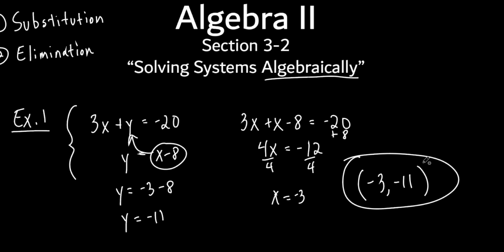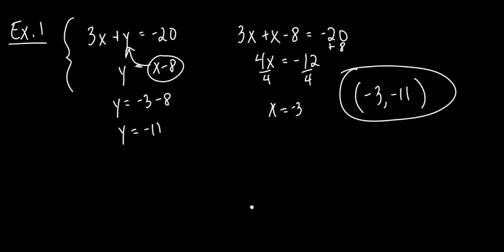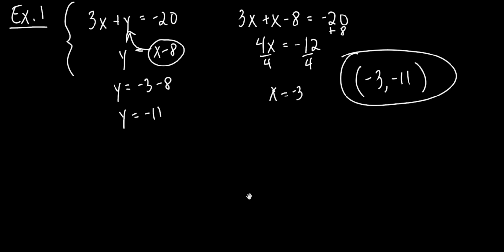That was pretty simple. They started off with a really easy one. Okay, they're not always going to be that easy, but let's move on. We're going to do another substitution before we worry about elimination. Everybody got that down? Okay, I'm going to move it up. Everybody has it? Let's do another one.